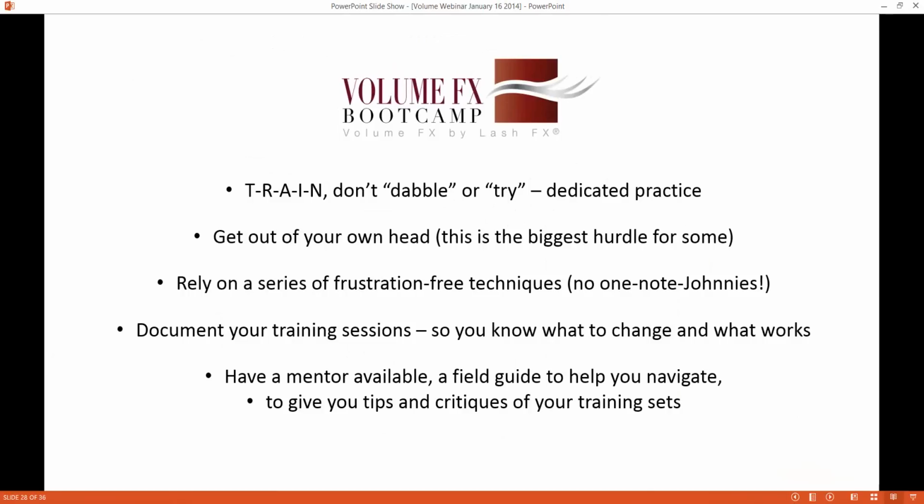And to have a mentor available, someone who's like your field guide that helps you see the sights, navigate your way through the jungle, that gives you tips and also critiques your training as you're moving through all the little hurdles and all the little landmarks of mastering this, that is also very, very valuable. So doing a class in volume lashing is priceless. They are expensive. Whether you fly like me across the globe to attend a class, whether someone flies to you from across the globe, you have to pay for that valuable, valuable knowledge, and it's not cheap.